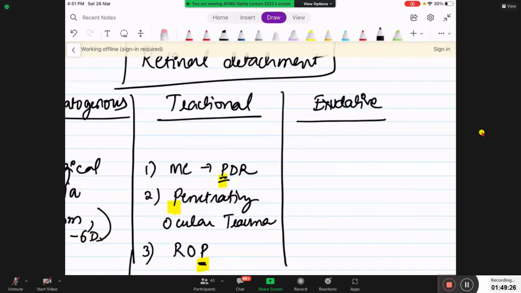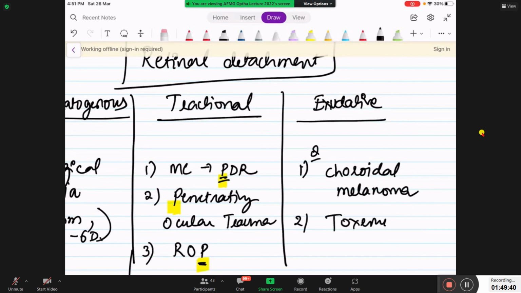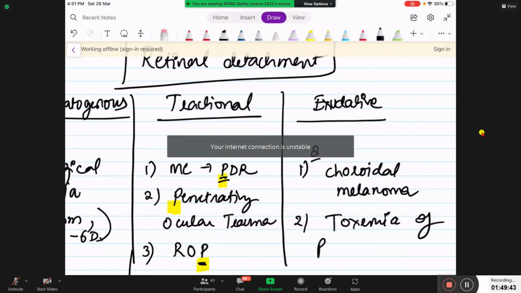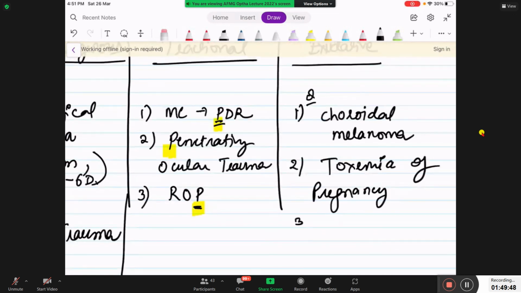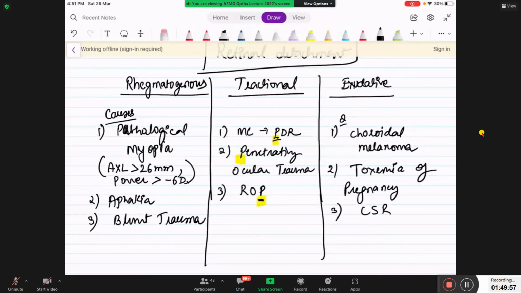Exudative RD, write down causes. Important one is choroidal. Second is toxemia of pregnancy. Third, CSR, central serous retinopathy, CSR. So these are the 3 important types of RDs and causes you have to remember. Okay.